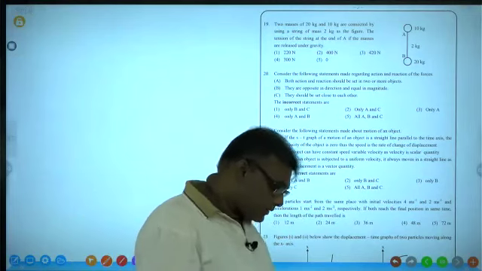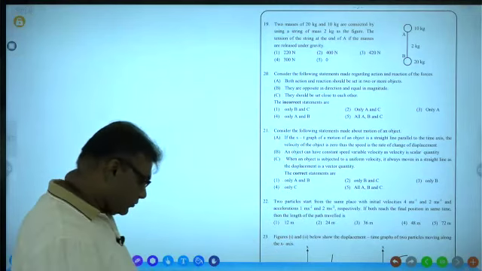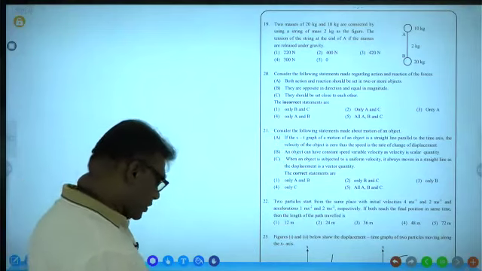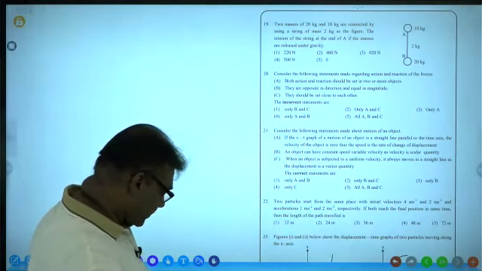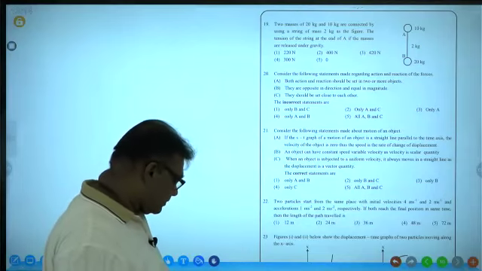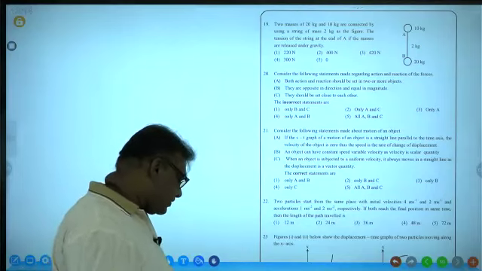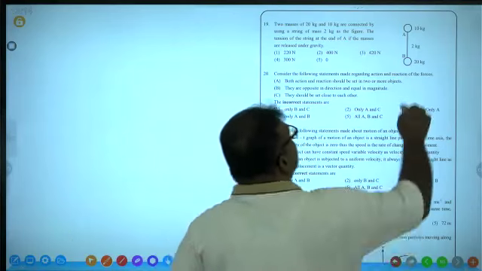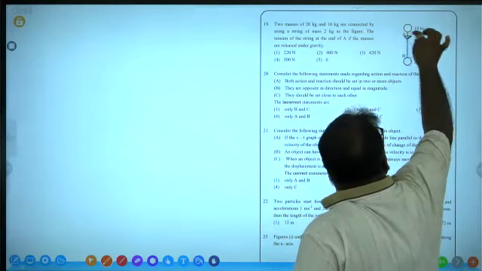Right. Number 19. Two masses of 20 kilogram and 10 kilogram are connected by a string of mass 2 kilogram as in the figure. The tension of the string at the end of A of the masses is... if the masses are released under gravity. Underline "under gravity". Then the tension here is needed.